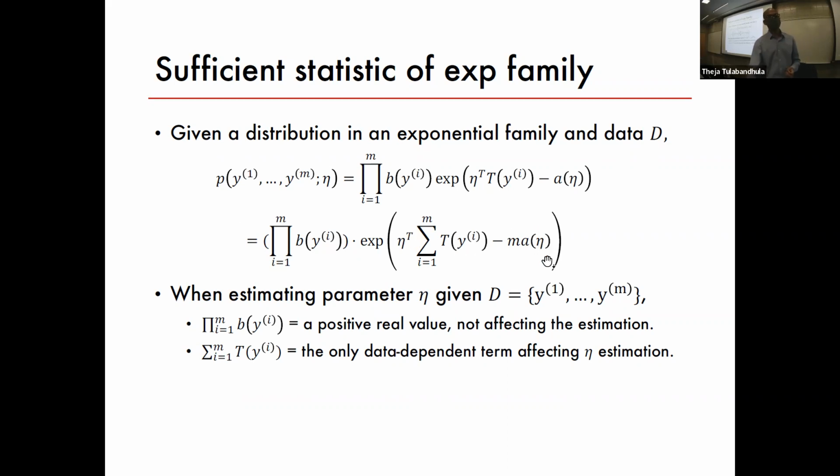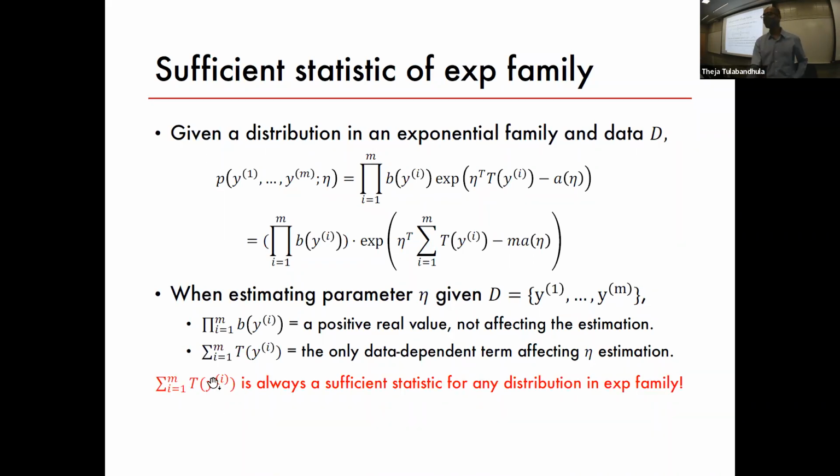But the only term which is data dependent is the summation of t of yi. This is the only term affecting the eta estimation. If I slightly change the data, then the summation changes, and if the summation changes, eta may change. So the summation of t of yi is the sufficient statistic for any distribution in the exponential family. We spent about 10 minutes on getting to the exponential family.